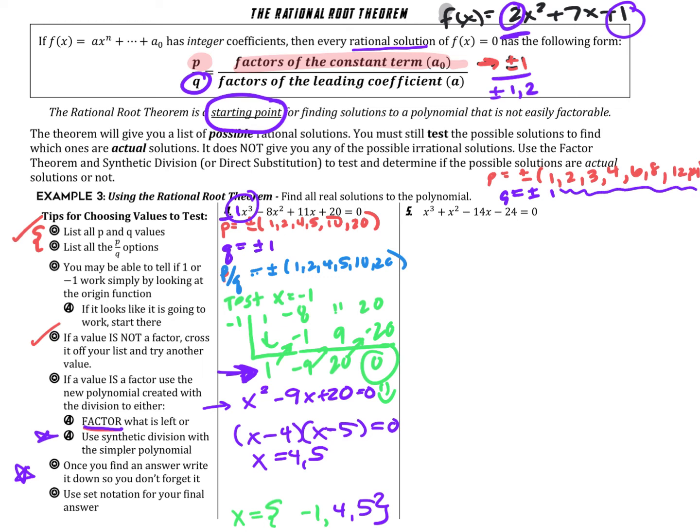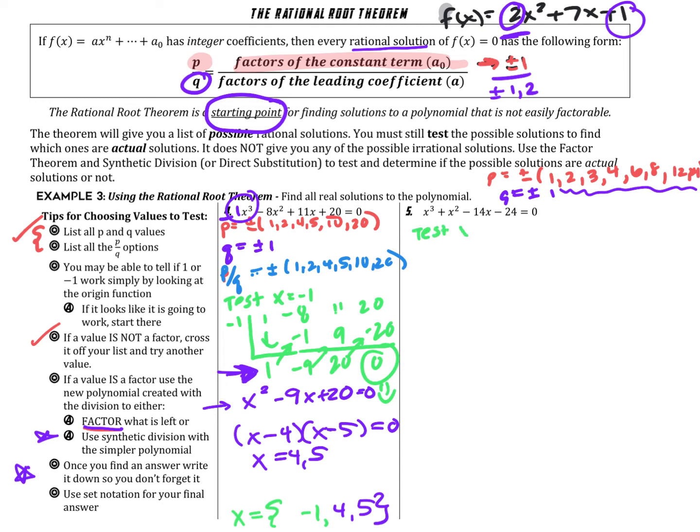So our P's over Q's are just all these values, and I don't really feel like rewriting them. So again, I'm going to look and see right away, does it look like 1 is going to work? 1 plus 1 minus 14 minus 24. It doesn't seem like that's going to equal 0. If I plug in -1, let's see, -1 plus 1. Maybe, I'm not sure. It doesn't look like it's going to work, but let's test it anyways.